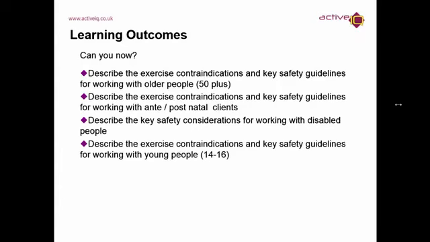So last one, guys. Thank you very much for watching. We should now be aware of the exercise conditions for 50 plus, for 14 to 16 year olds, our pre and postnatal, and working with disabled people. They're all very specialised areas and can require advanced training in the area. But really, you should have some building blocks now and some general knowledge on working with these special populations.